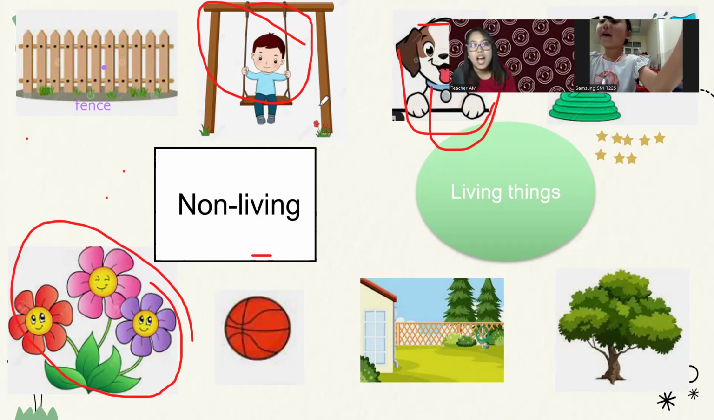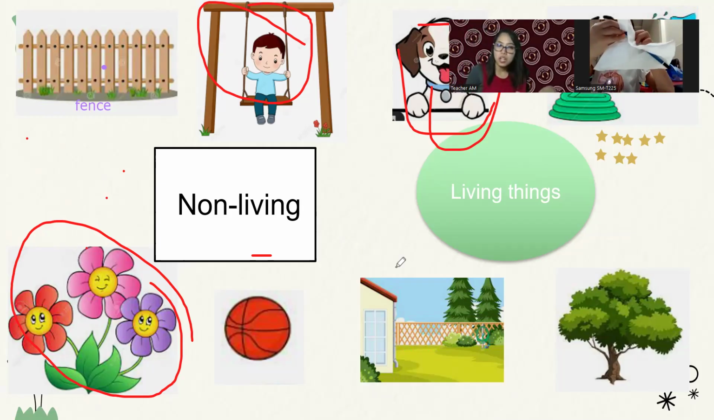Okay, now look. How many flowers are there? The flowers need water, and the flowers shake. The flower needs food and needs water. That's correct, Amy. Okay, and they also have life. That's why they're living things.